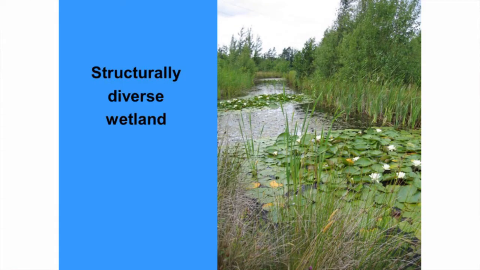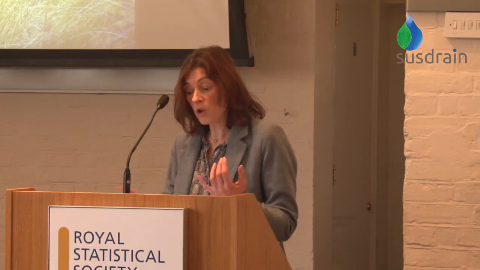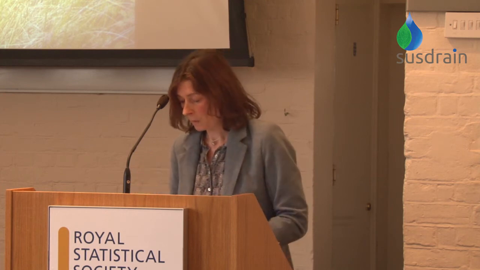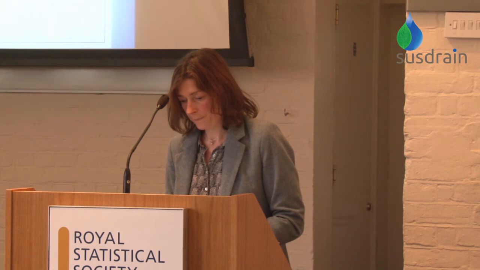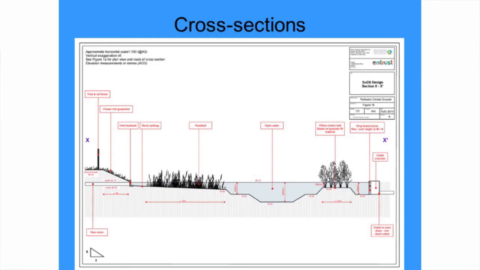In terms of achieving the habitat diversity that we're after, this slide beautifully illustrates the range of different habitat niches that we might be looking for in a complex wetlands type of SuDS system. So we've got open water, we've got floating vegetation, we've got marginal vegetation, and we've got this fringe of trees and scrub. So that's your sort of ideal.